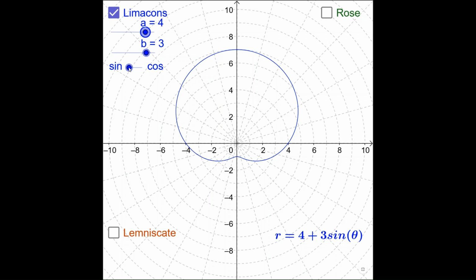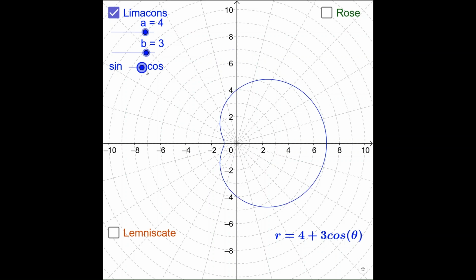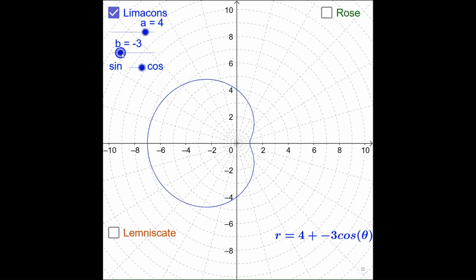And the same thing would happen if we switch this to cosine. r equals 4 plus 3 cosine theta hits the y-axis at plus or minus 4, so the circle of radius 4, and it hits the x-axis at 7 and negative 1. And again, the same thing would happen if we switched it to a minus. So if we had it going to the left, it's going to hit it now at a 7 or negative 7 and a positive 1, so to speak. Okay. All right, so that's what the limaçons look like.